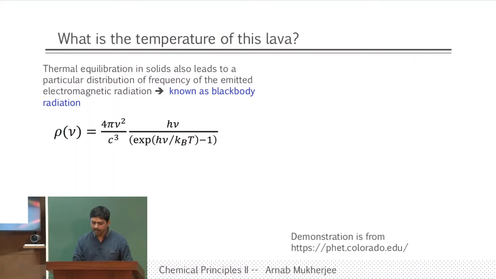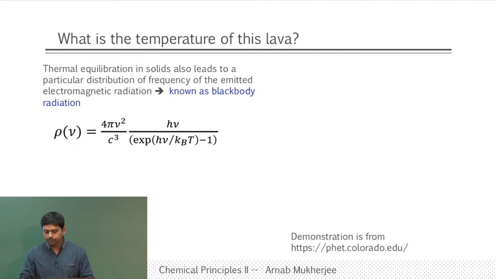Now, it turns out that just like velocities, where all the particles do not have the same velocity, the emitted electromagnetic radiation will not be of the same frequency. There will be a range of frequencies in which the radiation will happen, and that is given by a law called the blackbody spectrum. Surprisingly, it also looks very similar to Maxwell Boltzmann, in the sense that if we plot it, you will see an increasing and then decreasing behavior.